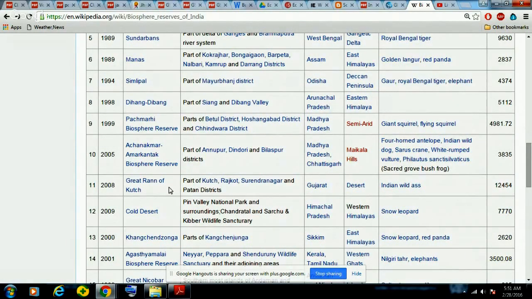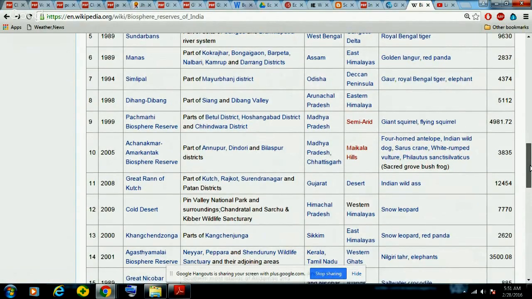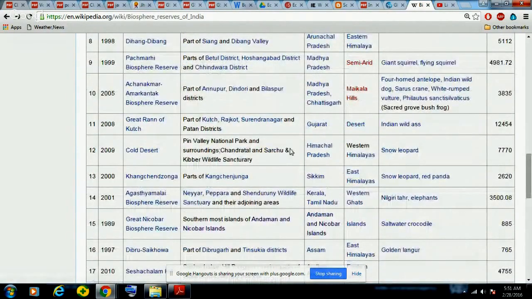Then in 2008, the Great Rann of Kutch was established as a biosphere reserve in the Gujarat region, and here Indian wild ass is found. In 2009, the Cold Desert of Himachal Pradesh was established as a biosphere reserve, and snow leopard is found there. Then Kanchenjunga was established in 2000, in Sikkim, where snow leopard and red panda are found.